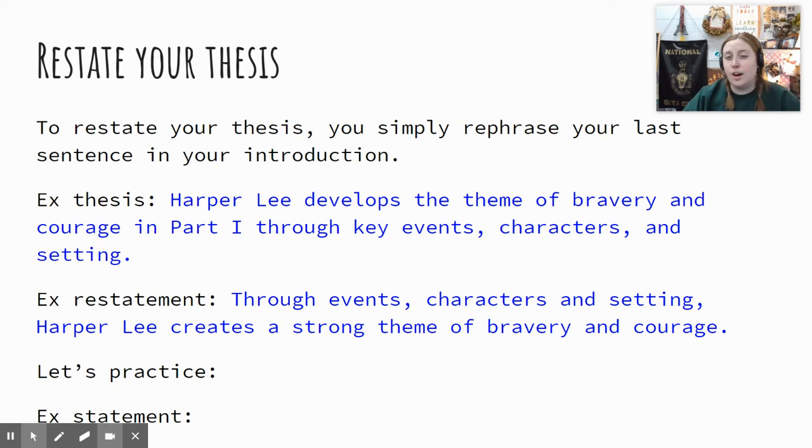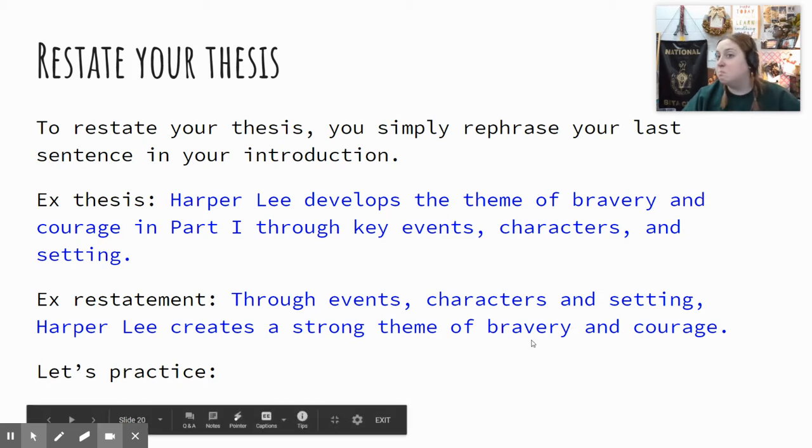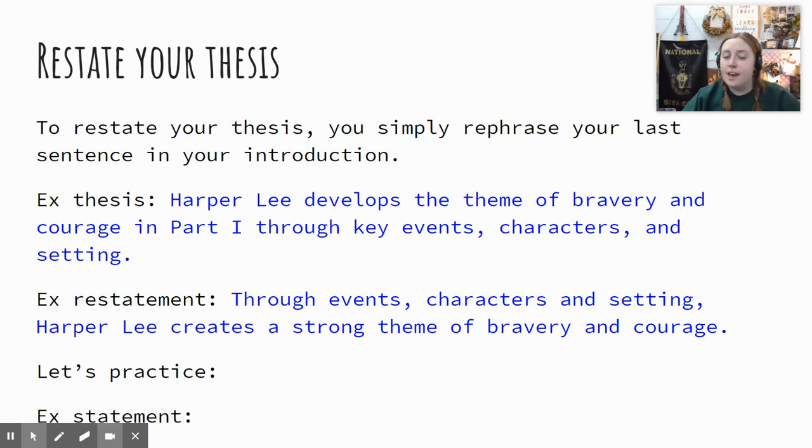You can change some of the words, like instead of saying characters, you could say people. Instead of saying bravery, you can say a synonym for bravery. Think about this as explaining things in a different way to somebody who didn't understand your first sentence.